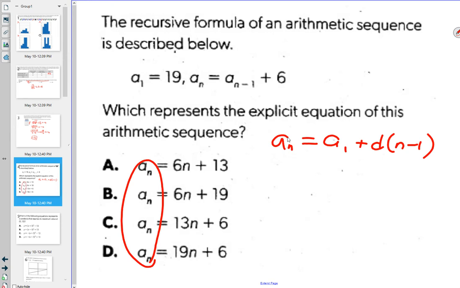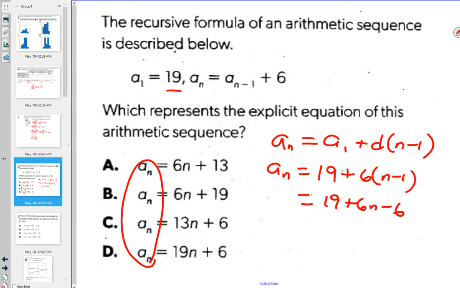Where do I find the first amount in the recursive definition? Which one of those numbers represents the first amount? The 19. So a sub n is equal to the 19. What's the common difference? And then all you gotta do is simplify the right side. Distribute, combine like terms. 6n plus 13.